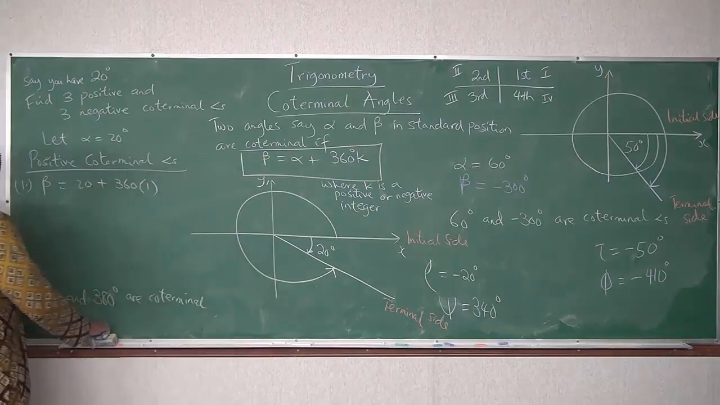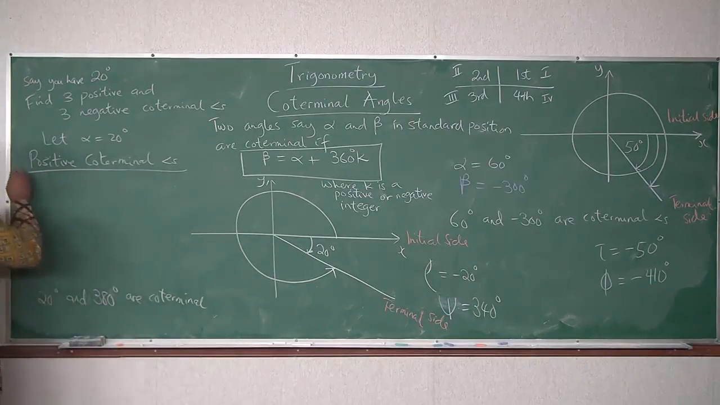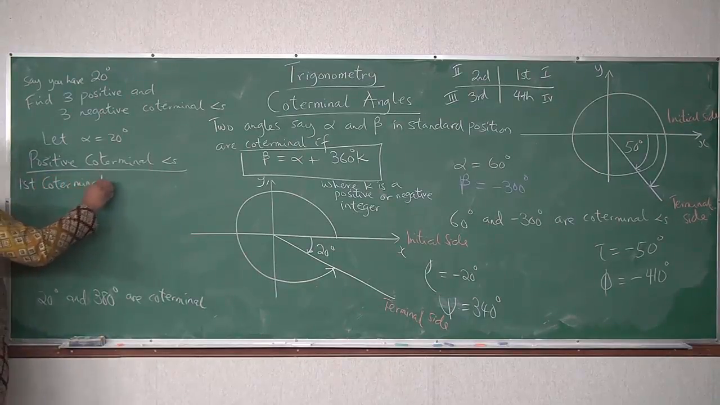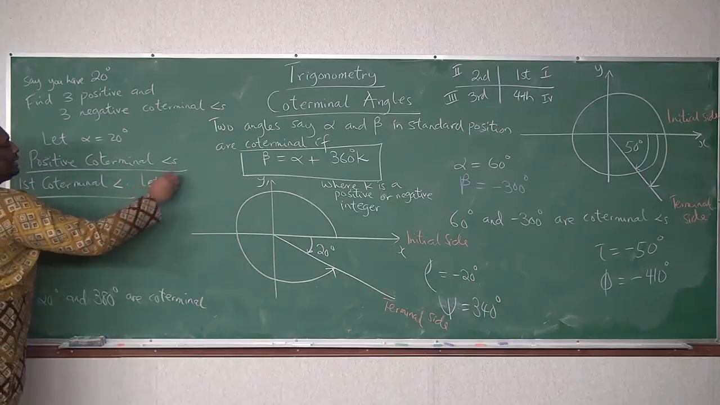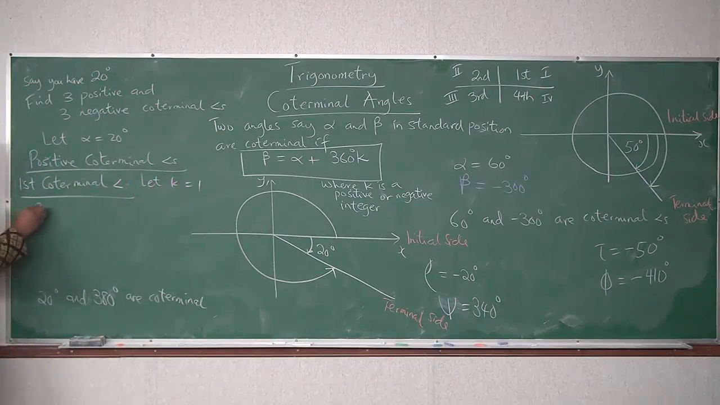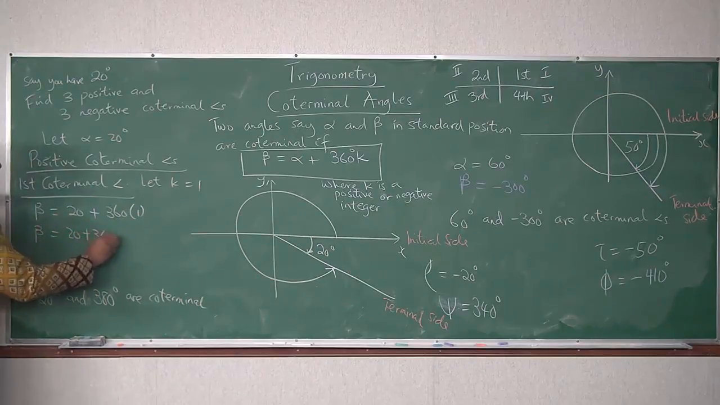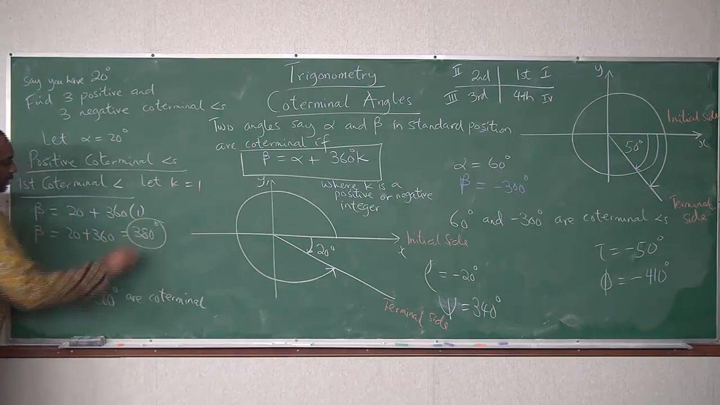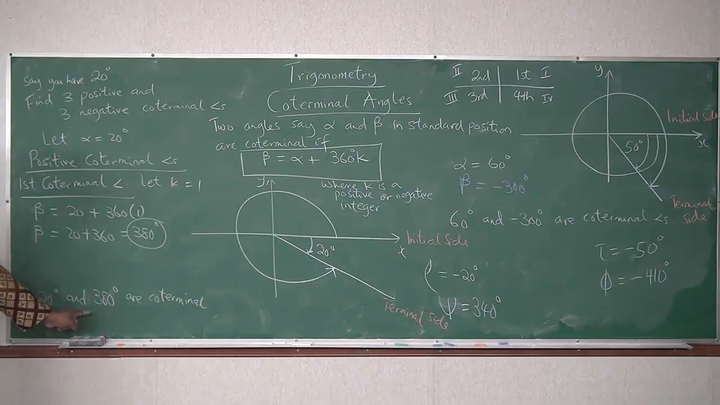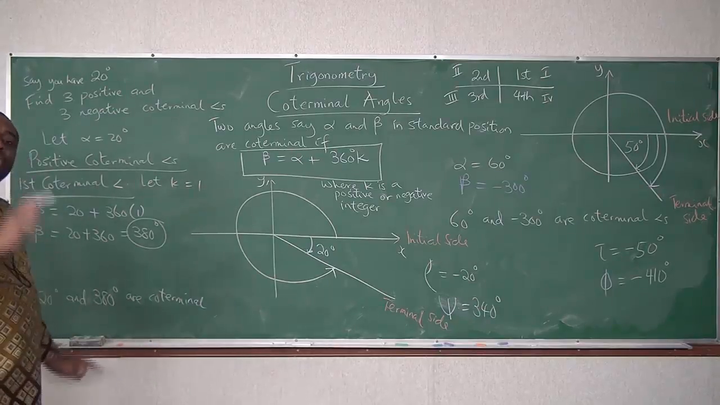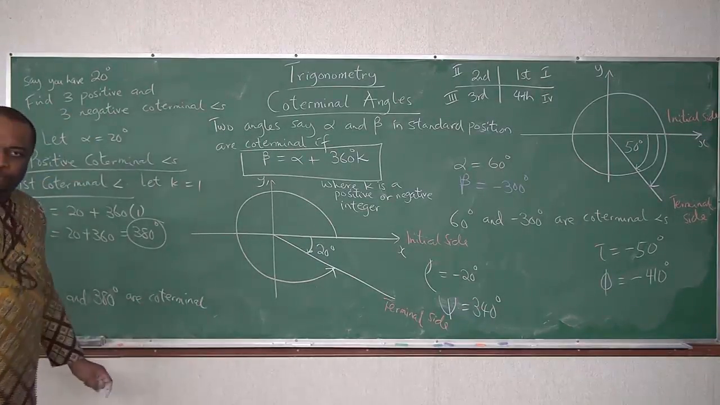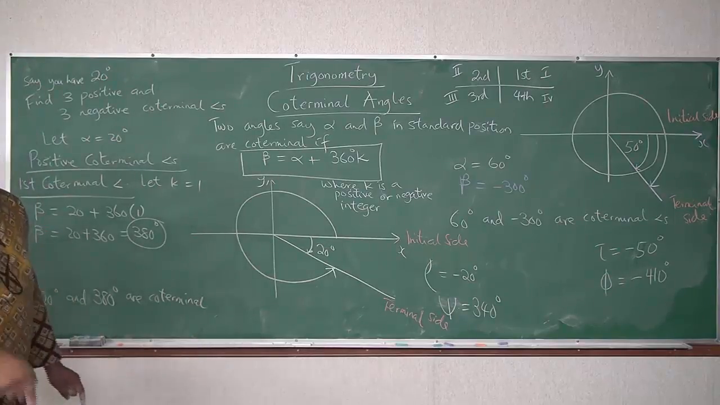So the first one, let me just write this first. First coterminal angle. Let k be 1. So beta will be 20 plus 360 times 1, which is 20 plus 360, which is 380 degrees. And you see, that was what we found, the first one, 380 degrees. Like I mentioned earlier in this video, if you want to find the second one, you make another revolution and stop on the terminal side.